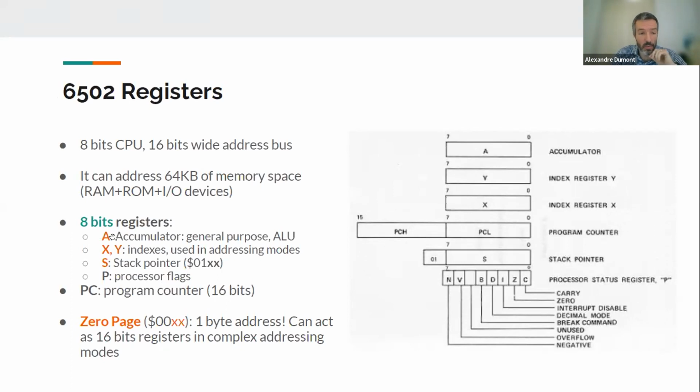So there is the accumulator, which is basically the only register that you can really use. And then there are the X and Y indexes. They are used, as we will see, in specific addressing modes. And then there is the stack pointer, which is used to address the hardware stack of the processor. That's not what I will use for the data stack of Forth.